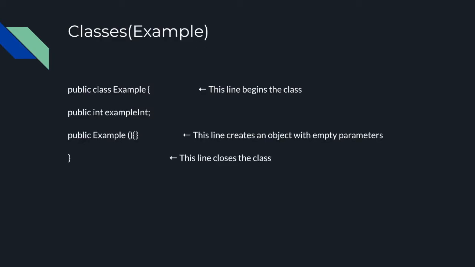Here's an example of a class. The first line represents the beginning of the class. The second line represents an example of an instance variable. The third line represents an object, and the fourth line closes the class.